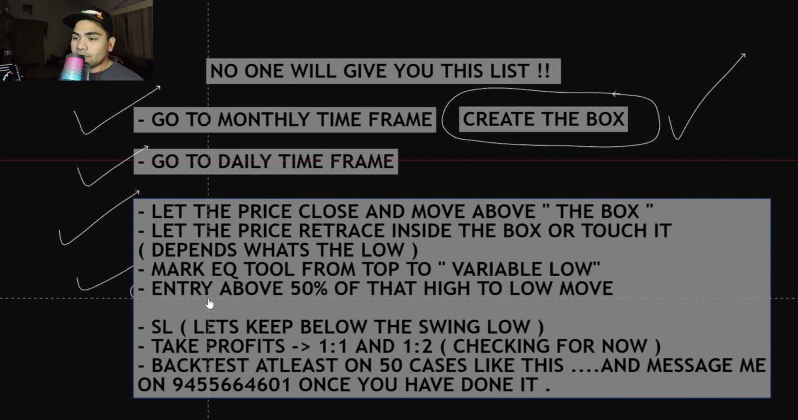And a very simple entry criteria: once the market has broken the 50% mark of the equilibrium movement, we are going to enter. We'll keep a stop loss below the swing low. Completely depends upon your risk appetite as well. You can adjust it later on. Take profits, completely your own thought process. You should go for 1:1 backtesting or 1:2, or you can backtest both of them as well.